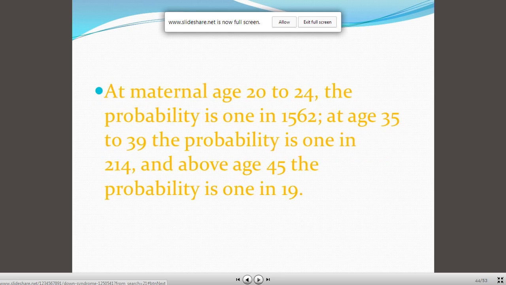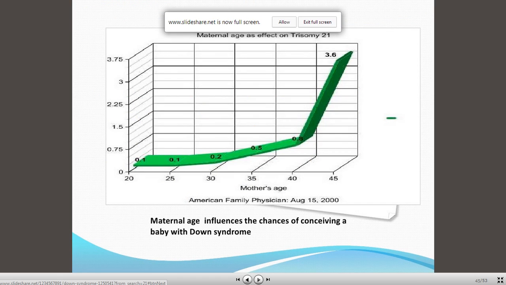At maternal age 20 to 24, the probability is 1 in 1,562. However, at age 35 to 39, the probability is 1 in 214. And above the age of 45, the probability is 1 in 19. Here's a chart that shows the influence of age on the chances of having a baby with Down syndrome.